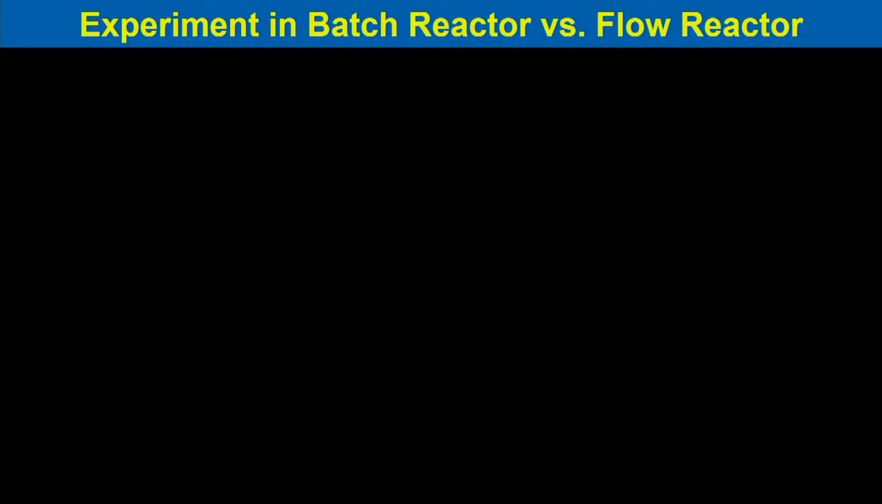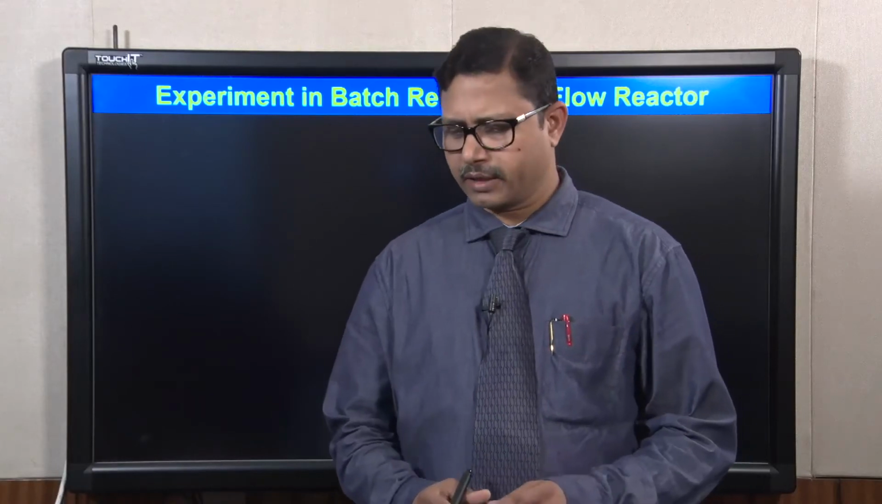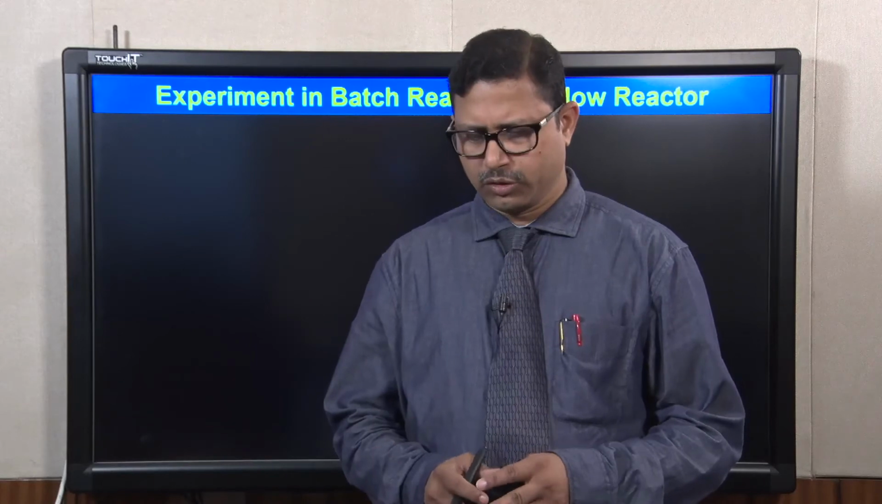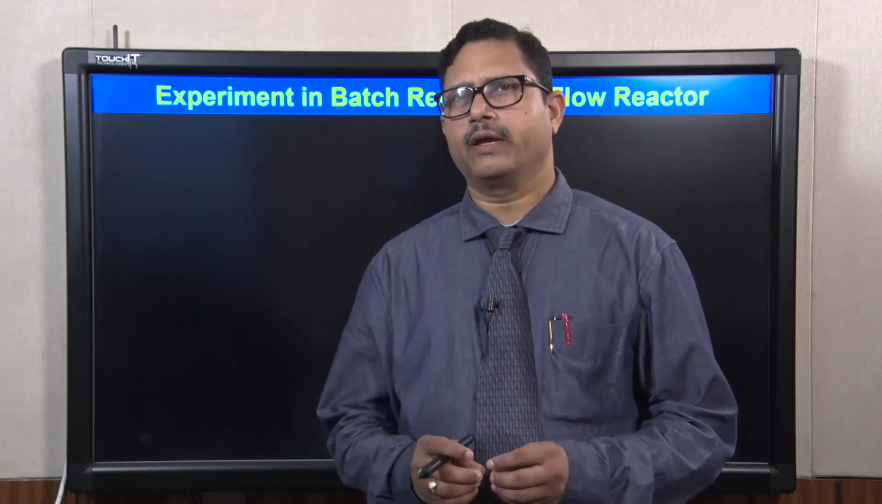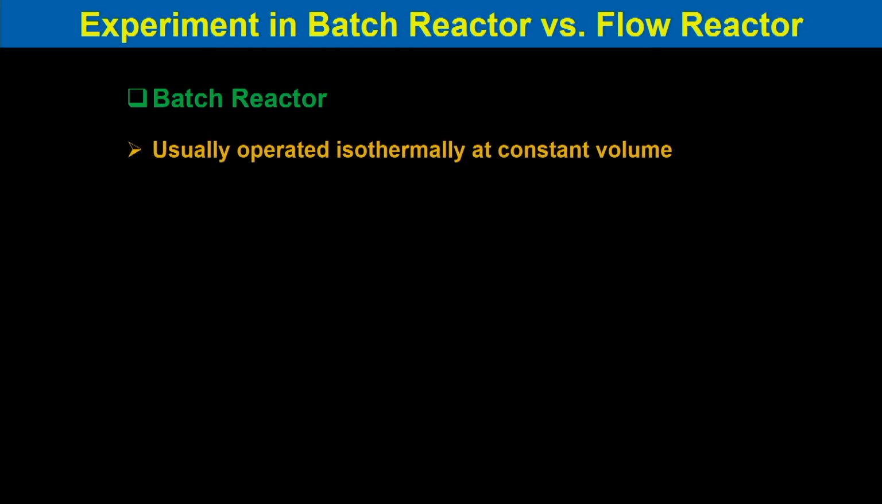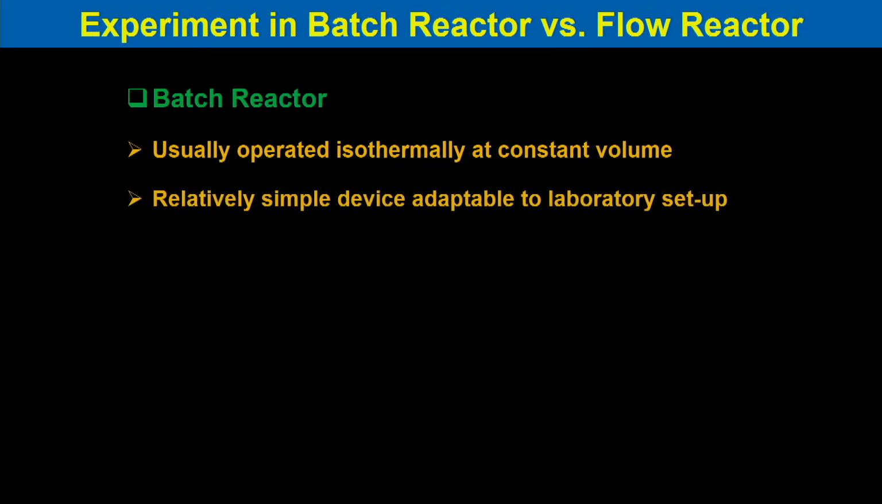Now, between these two reactors, batch reactors and flow reactors, which one should we use for doing the kinetic analysis? If we consider the batch reactor, it is usually operated at isothermal conditions at constant volume, and it is a very simple device and can be adapted to any laboratory setup.